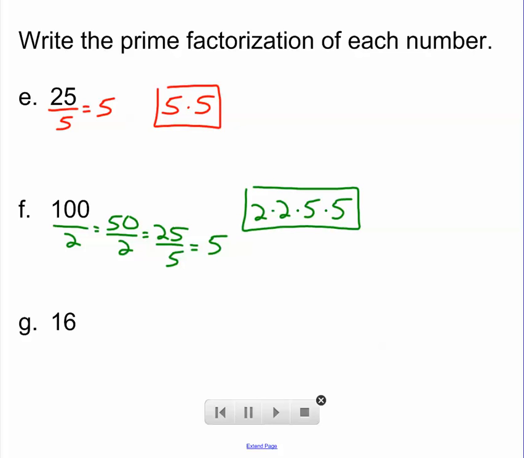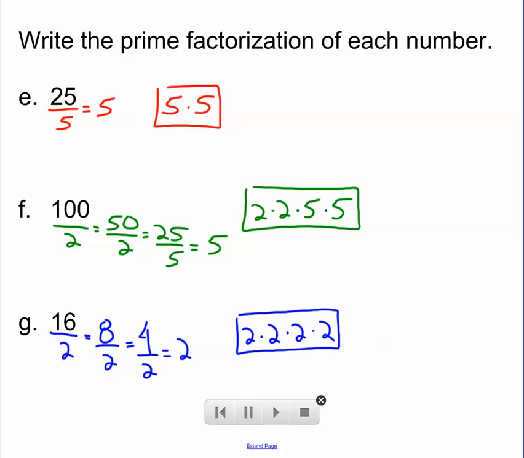16. Is that divisible by 2? Yes. Is 8 divisible by 2? Yes. Is 4 divisible by 2? Yes. And we end up with a prime number. So the prime factorization of 16 is 2 times 2 times 2 times 2.